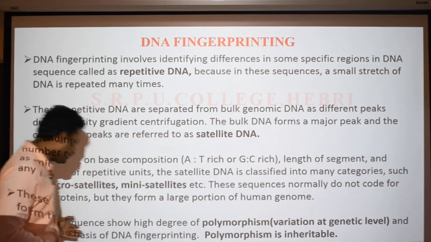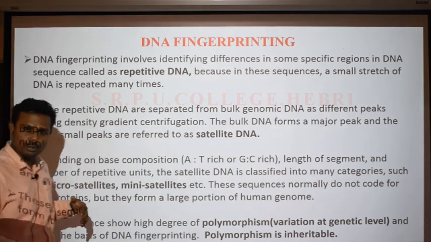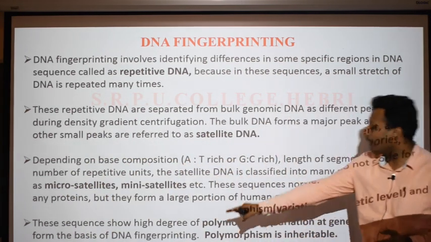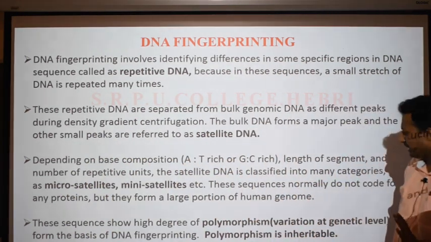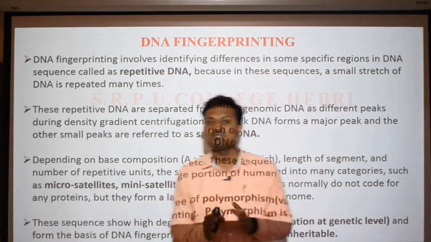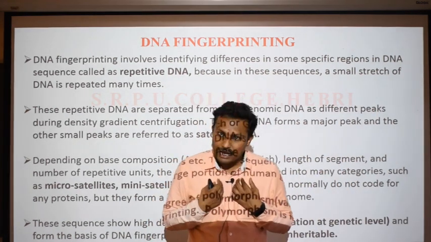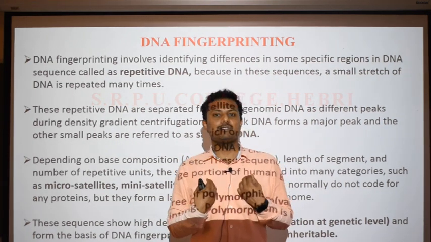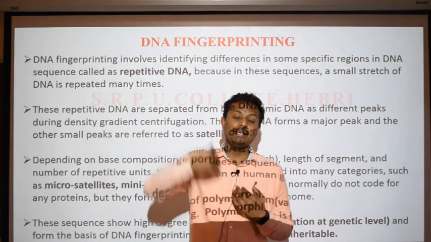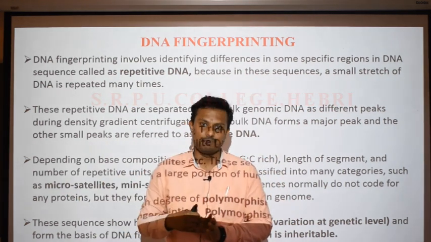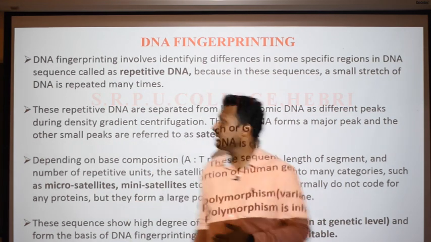So these satellites will show a high degree of polymorphism and form the basis of DNA fingerprinting. Polymorphism is also inheritable. That is one more significance of polymorphism: if I have some level of polymorphism, certain repetitive sequences in my body, my next generation will also have the same kind of polymorphism, because polymorphism is inherited.